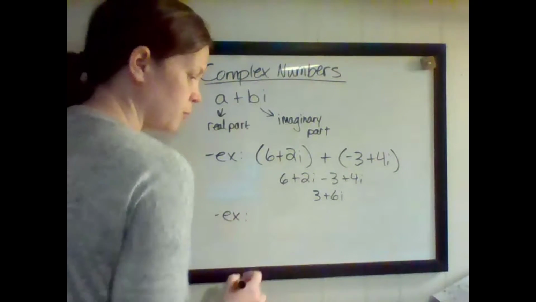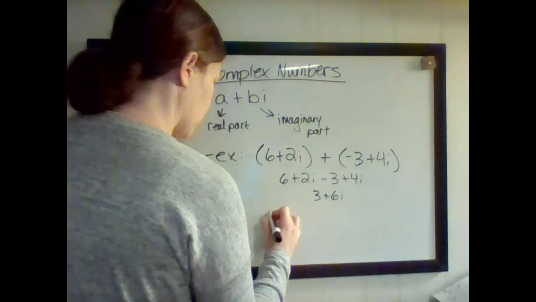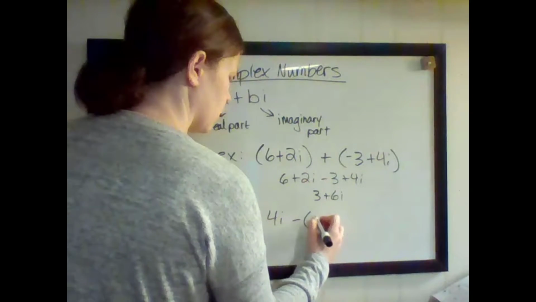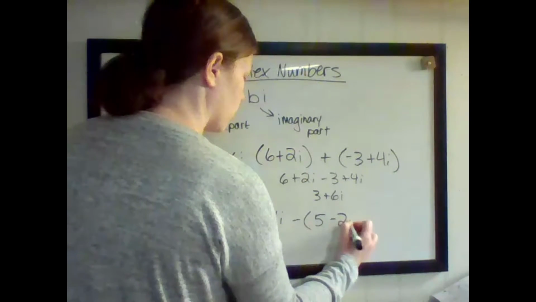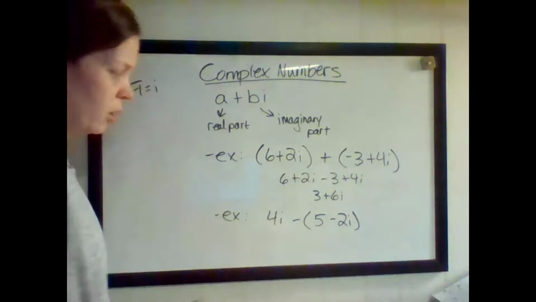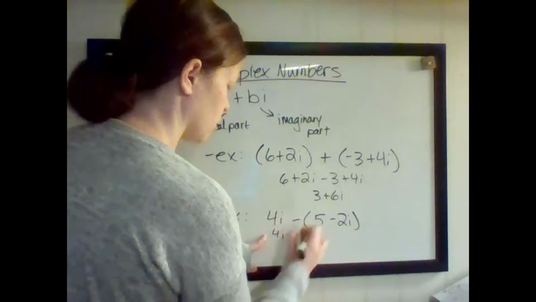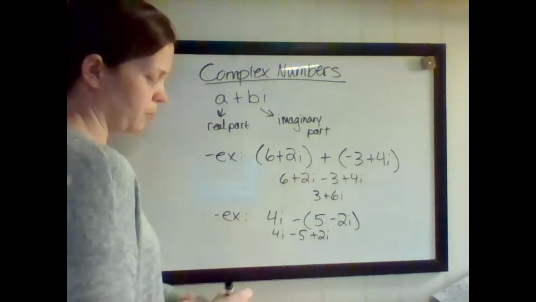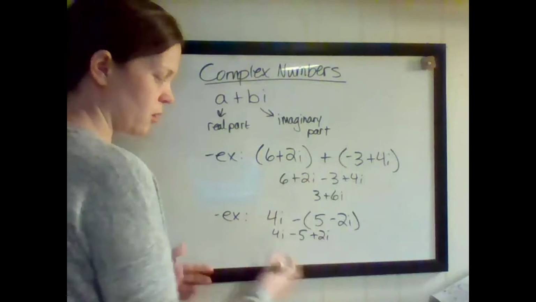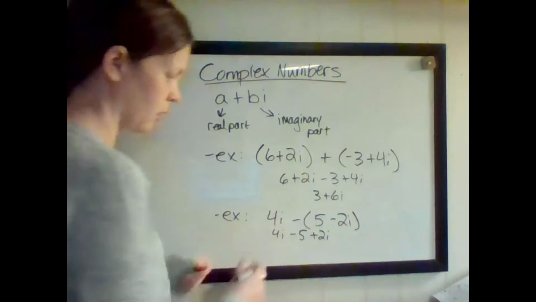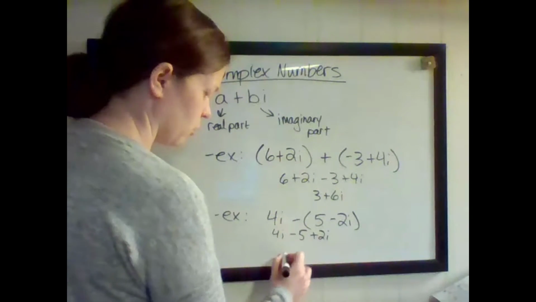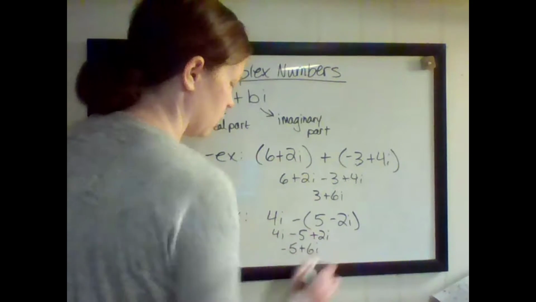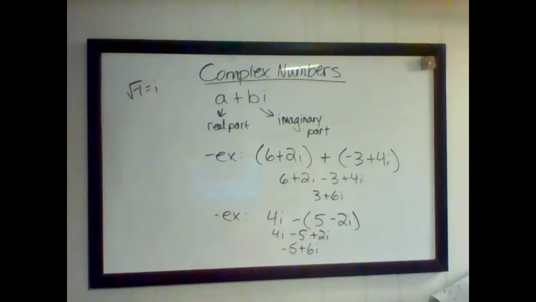Or how about 4i minus (5 minus 2i). Here, with subtraction, we need to subtract both parts. So it's going to be a -5 and a plus 2i, like we're distributing. Even though these aren't variables, we treat the i like an x. All the different rules of dealing with x's apply. So just combine that to -5 plus 6i.